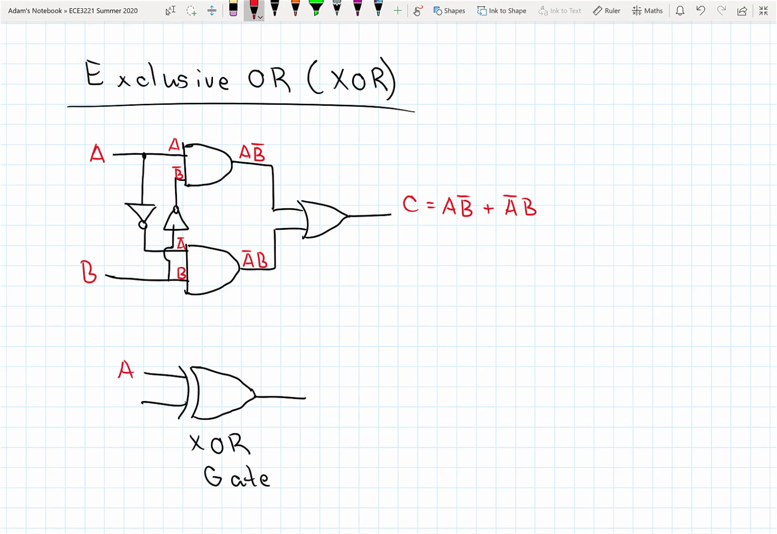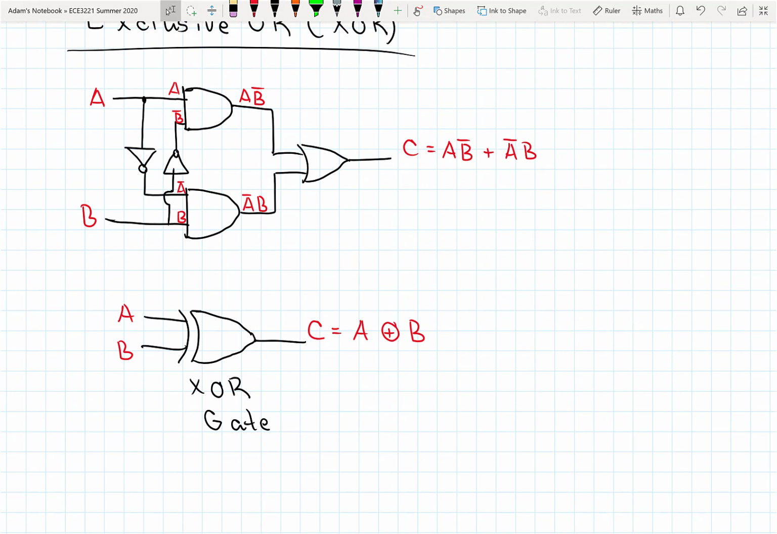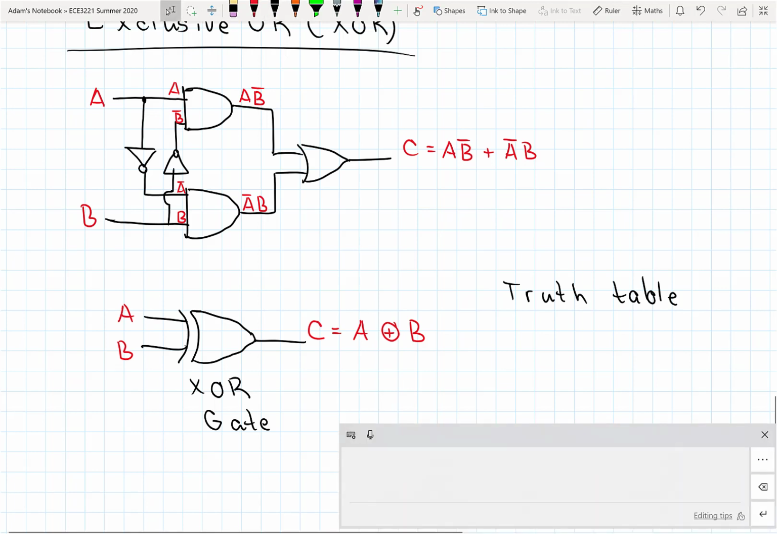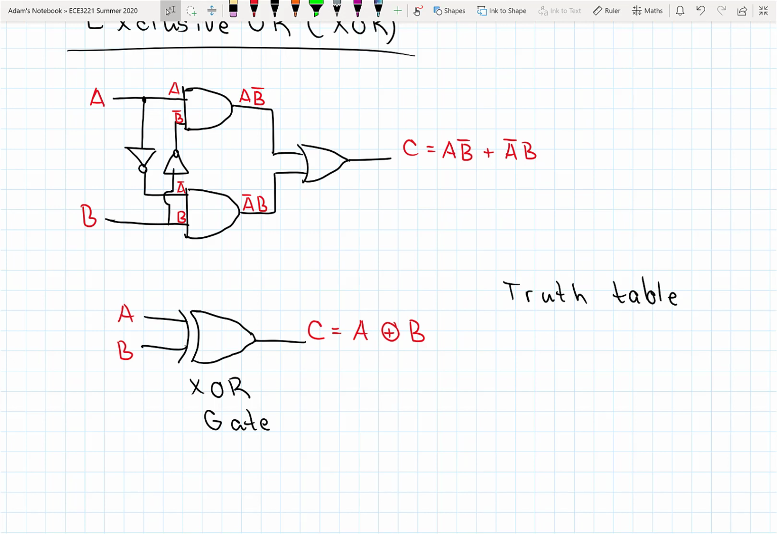Okay, A, B, and the XOR symbol we use is a plus inside a circle. The reminder of what the truth table looks like for an XOR gate. An XOR gate, if you look at maybe this logic equation up here might make it most obvious.